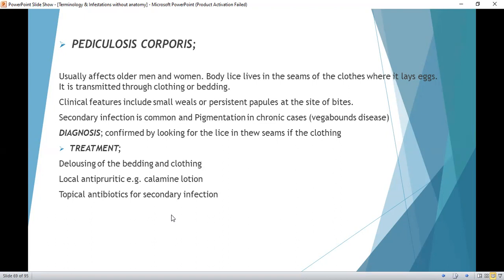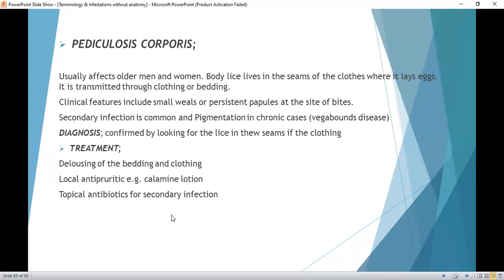The body louse lives in the seams of the clothes where it lays eggs, and it is transmitted through clothing or bedding. Clinical features include small or persistent papules at the site of bites. Secondary infection is common, and pigmentation occurs in chronic cases. It's called vagabond's disease. Vagabond basically is an English word for avara, because it can occur anywhere all over the body, and it usually occurs in people who are insane. You may have seen people roaming around the roads with dirty clothes, not changed for a long time, hair rough and matted, not mentally sane.